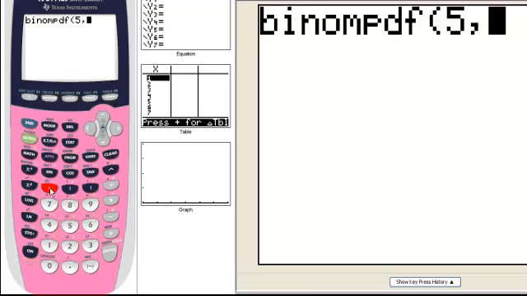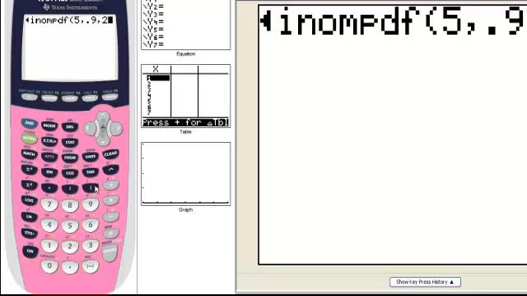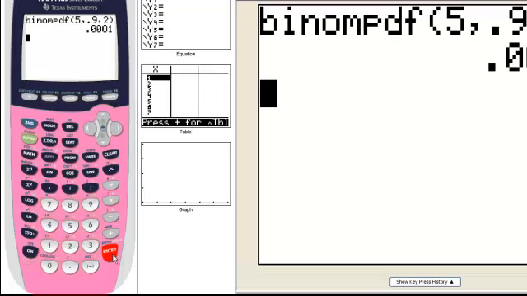And then the probability of success. The probability of hitting the target is 0.9. So comma, and then 0.9. Comma. The number of successes. So in the very first problem we wanted 2 successes. So then I'm going to hit a 2. Technically you should close your parenthesis, hit enter, and it gives us the probability of getting exactly 2 successes.